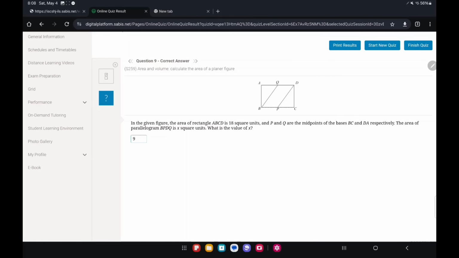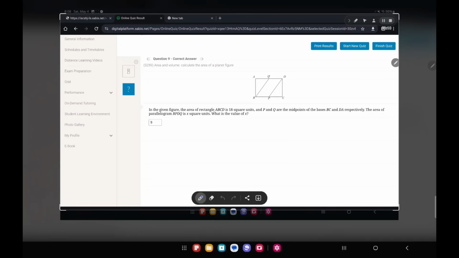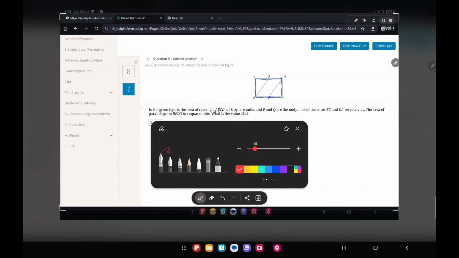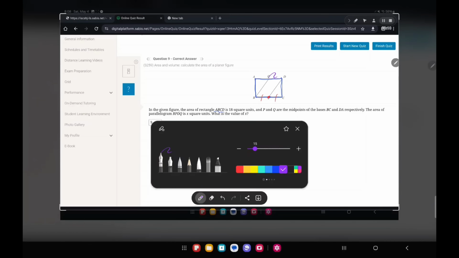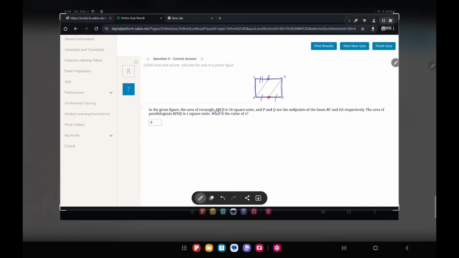Okay, this one's quite tricky. It took me a while to figure it out. In the given figure, the area of ABCD is 18 square units. P and Q are the midpoints. P here, let me write it in red. P is the midpoint, so that means this equals this. And Q is also the midpoint, so if I draw here Q, this equals this.